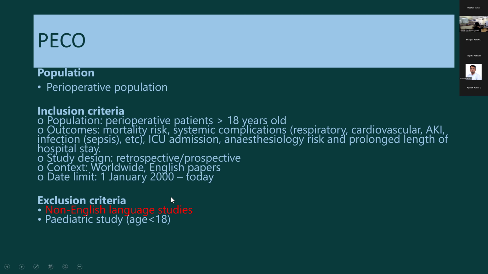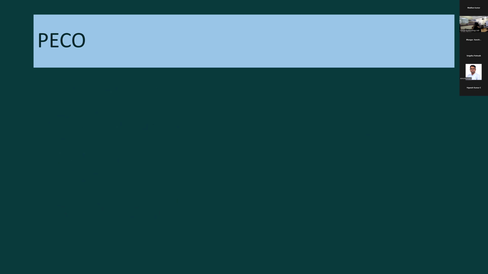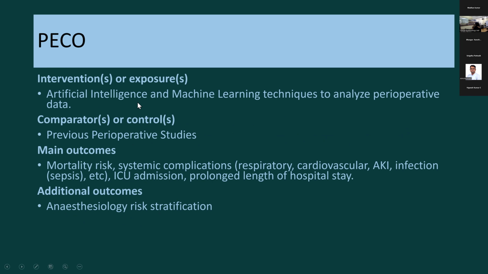For the exclusion criteria, they excluded non-English language studies and pediatric studies involving patients less than 18 years of age. I feel the exclusion of non-English language studies could have excluded certain studies which were not published in English, so this is somewhat of a language bias here. The intervention here is an artificial intelligence or machine learning technique to analyze perioperative data, and the comparator was previous perioperative studies. The main outcomes were mortality risk, systemic complications, ICU admission, and prolonged length of hospital stay. An additional outcome was anesthesiology risk stratification.